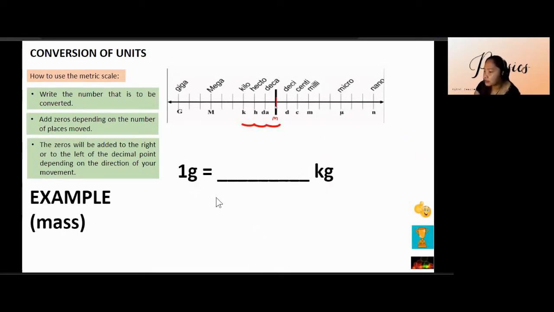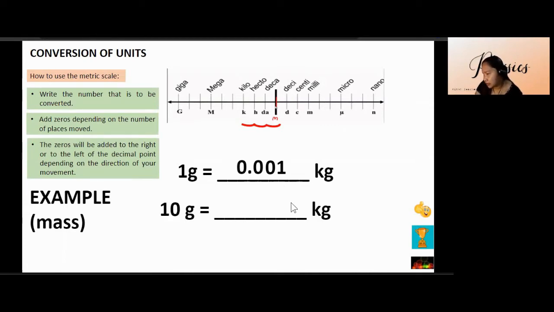1 gram to kilogram. Now this time, it's going to the left. 3 places to the left. But the point, again, decimal point is after 1. So you need to move, and that includes the place value of 1. So that's 1, 2, 3. Okay, so 3 places to the left. So now we have 0.001.